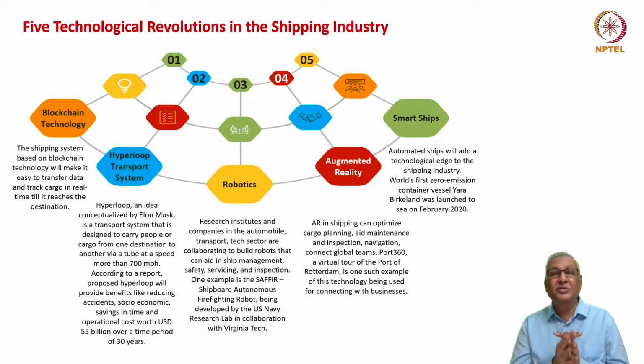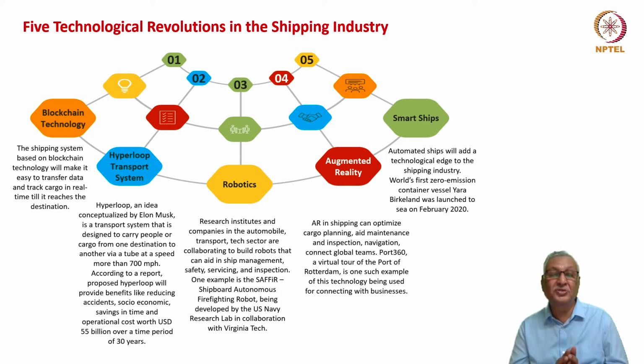There are 5 technological revolutions that are sweeping this shipping industry now. Blockchain technology: the shipping system based on blockchain technology will make it easy to transfer data and track cargo in real time till it reaches the destination. The second, which I referred to briefly, the Hyperloop transport system, an idea conceptualized by Elon Musk. This is a transport system that will carry people or cargo from one destination to another via a tube at a speed of more than 700 mph, and several underwater transportation movements can take place with this, and probably billions of dollars of operational cost would be saved each year.